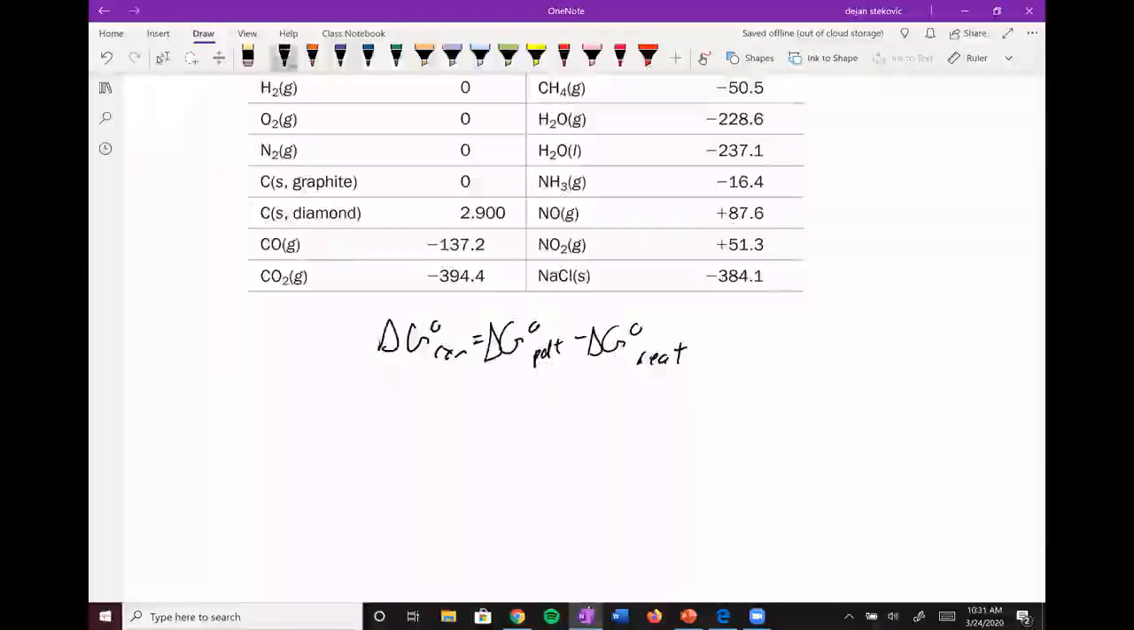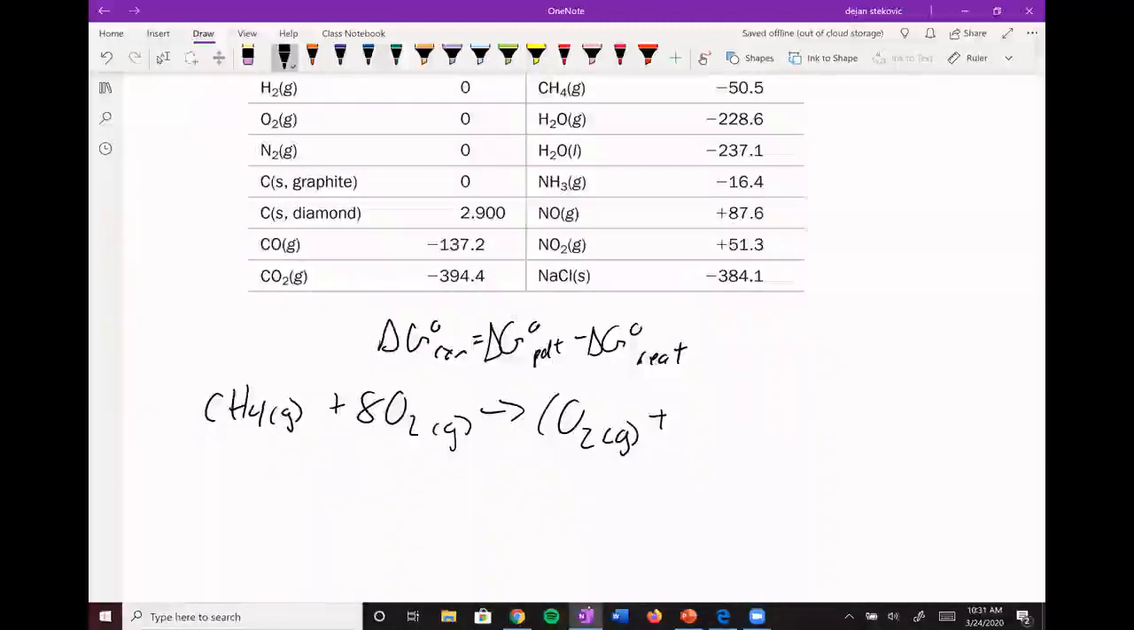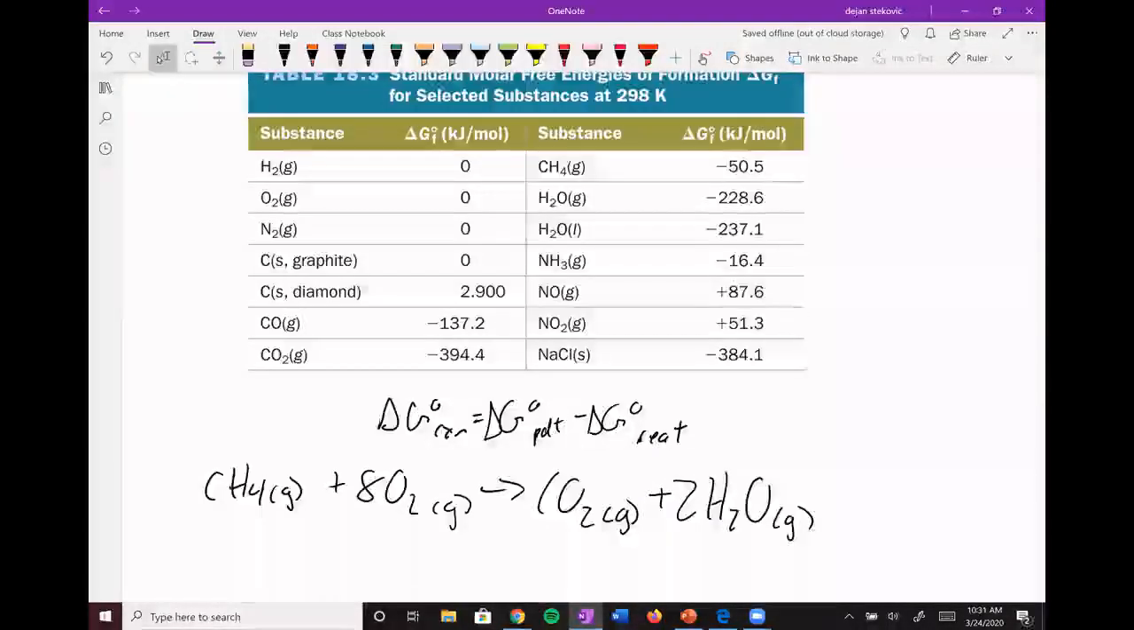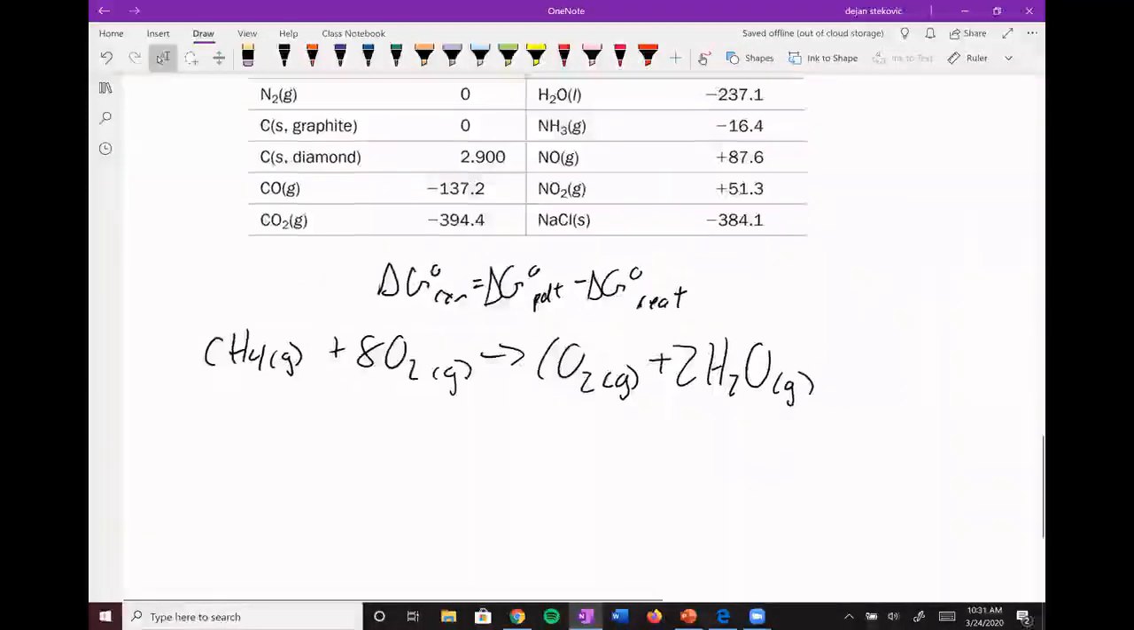So let's take a look at CH4 plus 8O2 forming CO2 plus 2H2O. So a combustion reaction, combusting methane, if you're interested. All right, so what do we do? Well, we just basically take these values, sum them up, and get the right answer, right? Get our delta G of reaction.